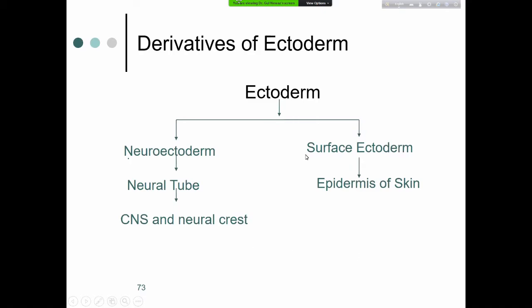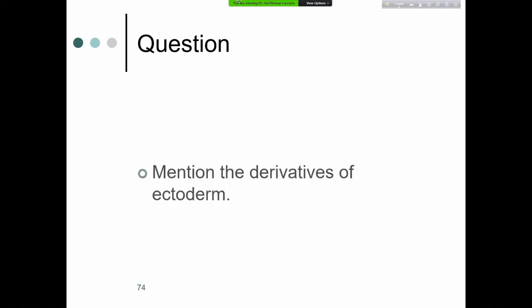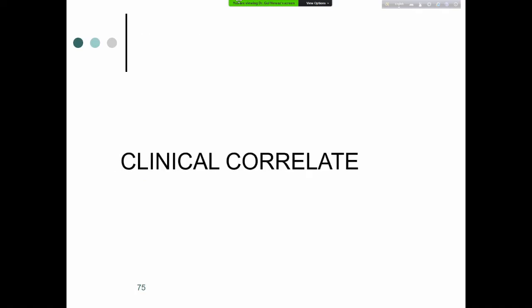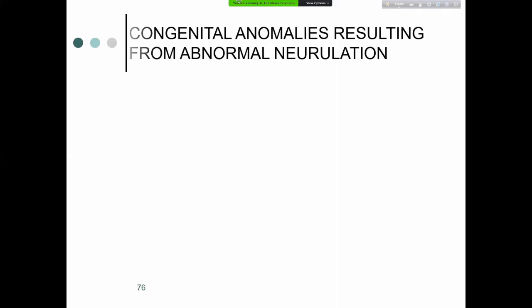So, write it this way: ectoderm, first neuroectoderm and surface ectoderm. Surface ectoderm gives rise to epidermis of skin. From the neuroectoderm comes neural tube. Neural tube gives rise to CNS and neural crest, and there are several derivatives of neural crest. I have not given it here. Mention the derivatives of ectoderm. It's a question.